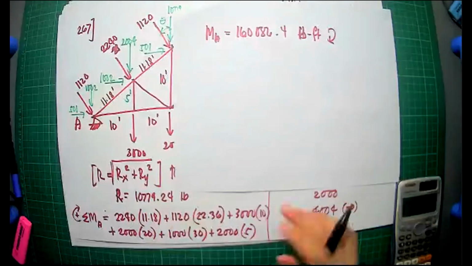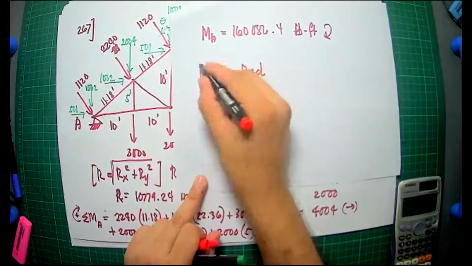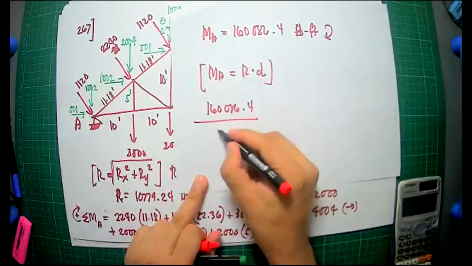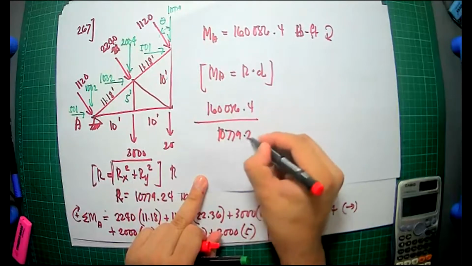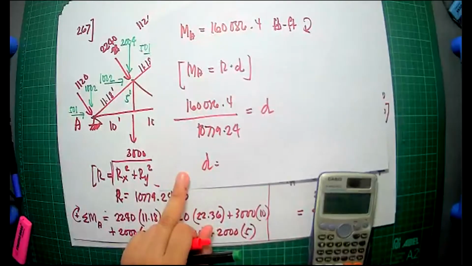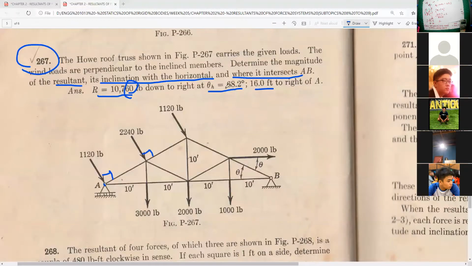So what we do now is get D. So MA is equal to R times D. And 160,086.4 divided by R, which is 10,779.24, gives D. And D is equal to 14. So this is 14, but this is not yet relevant. But 14.